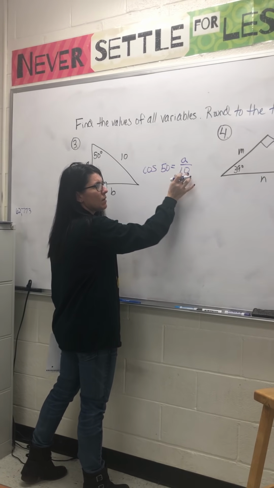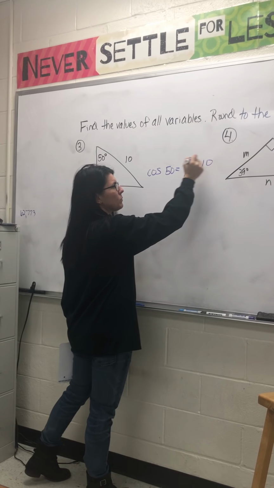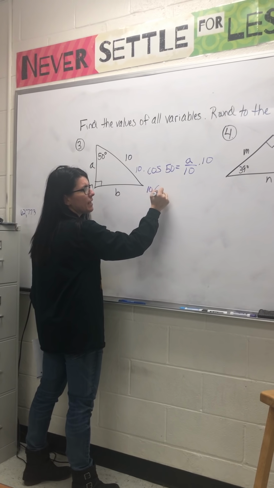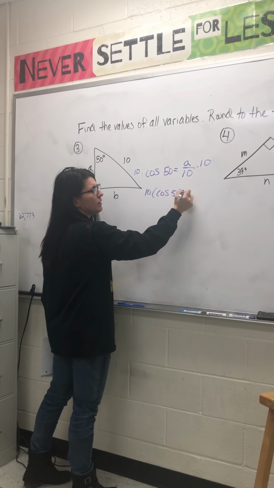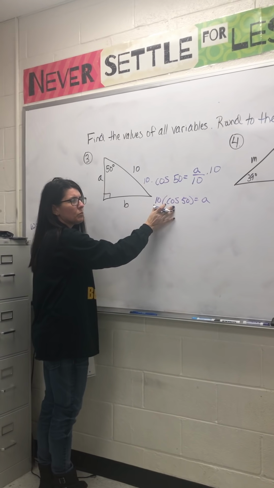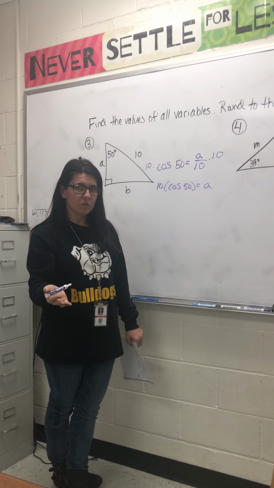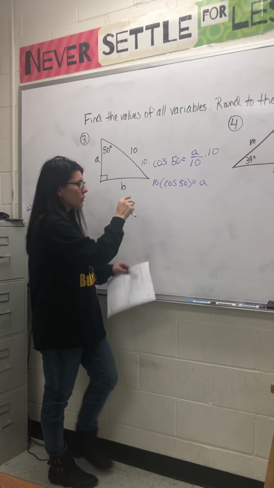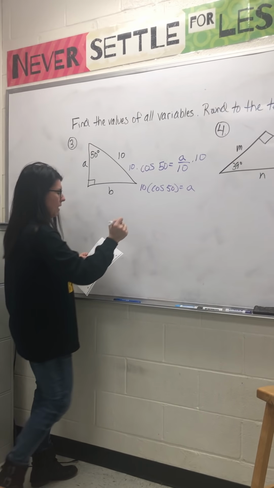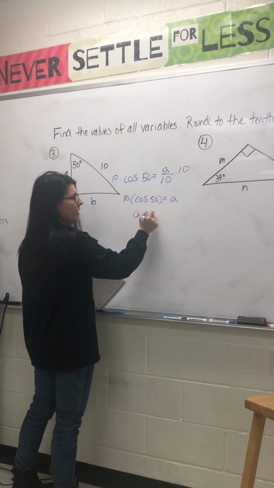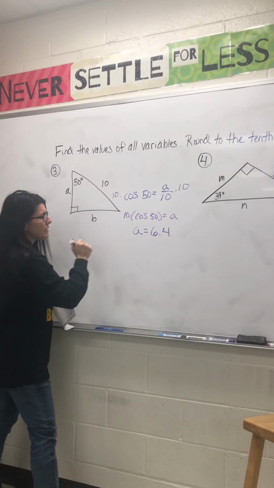To get A by itself, I'm going to get rid of that 10, so I'm going to multiply both sides by 10. So on the left, I have 10 times the cosine of 50 equals A. This is what you're plugging into Desmos. Remember, you need to double check that it is in degrees, which I showed you how to do last block. So when you plug this in, when I round, and I'm rounding to the 10th place, I have 6.4 as A.